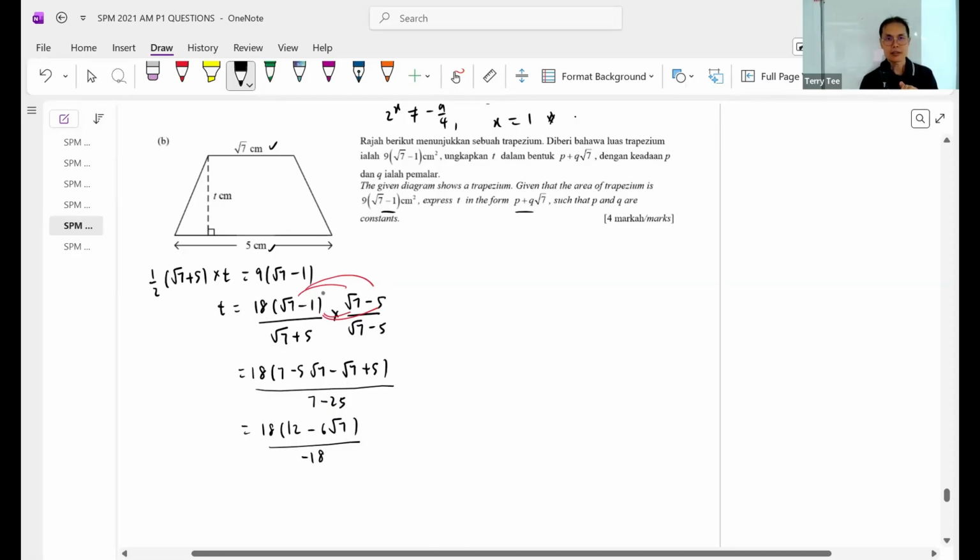Now notice that 18 and 18 can cancel. You cancel, right? So just divide by negative. When you divide by negative, this becomes negative 12. This becomes positive 6 root 7. You're supposed to give your answer in this form, right? So it's P plus Q root 7.